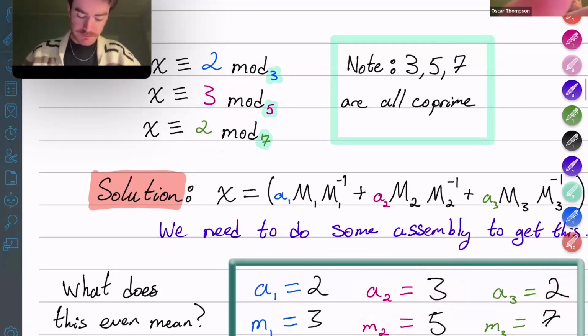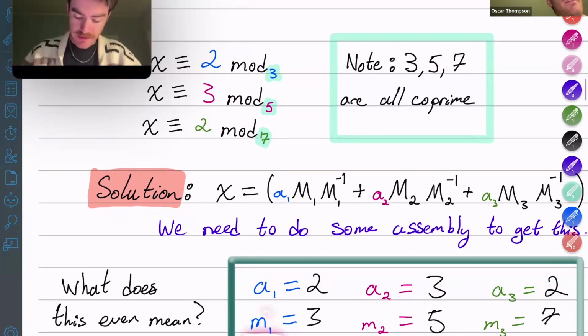Now, these are little m's here, not the same as a big M. These are not the same. So the little m just means the modulus. So the modulus of the blue equation, m sub 1, is going to be 3. Of the purple equation, it's going to be 5. And of the green equation, the modulus was 7.